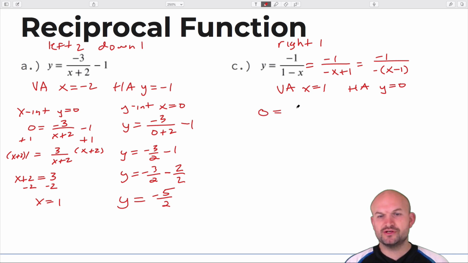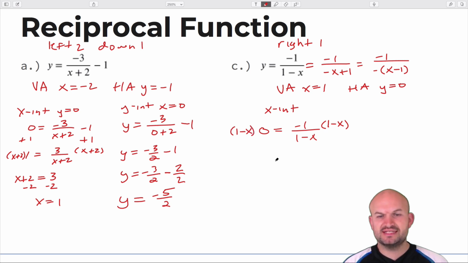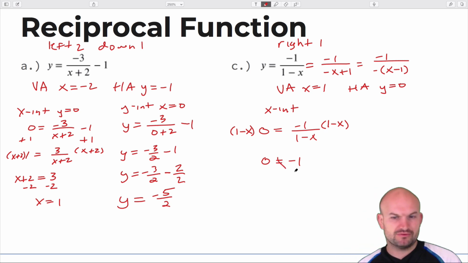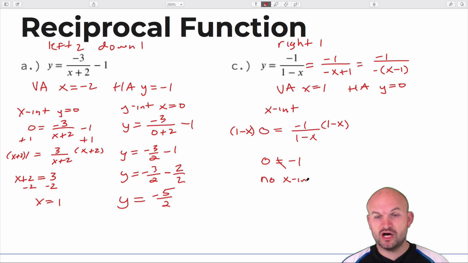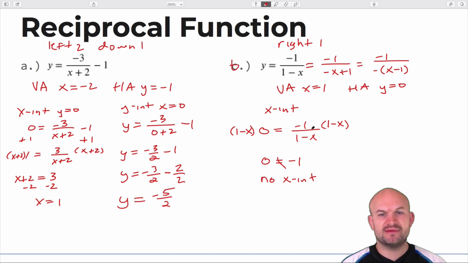If I set this equal to 0, and I multiply here, let's remember what we're calling this. That's for the x-intercept, sorry. So to find the x-intercept, now I can just go ahead and subtract. You can use the simplified form if you like. But in this case, it's not really going to matter because I get an equation that 0 is equal to -1, which is never true, right? 0 never equals -1. So therefore, there is no x-intercept. If you are solving for an x-intercept and you don't get a number, then there are none that are going to exist.